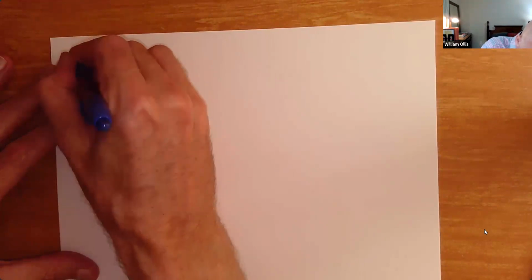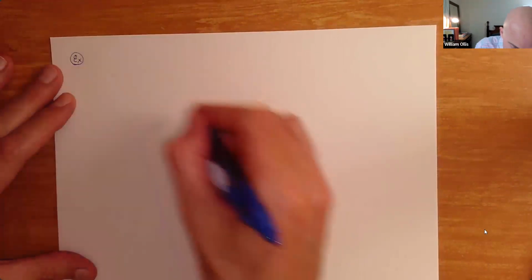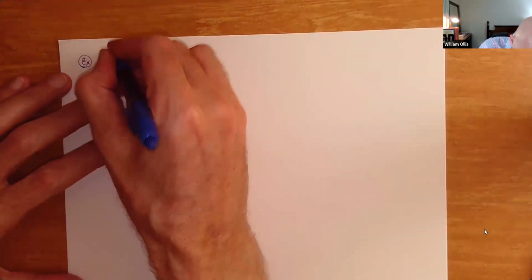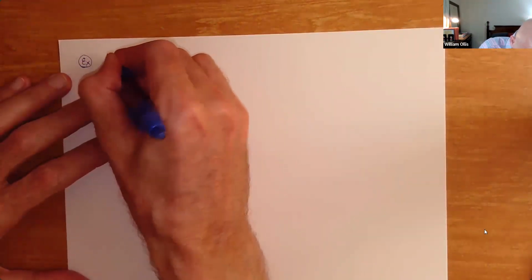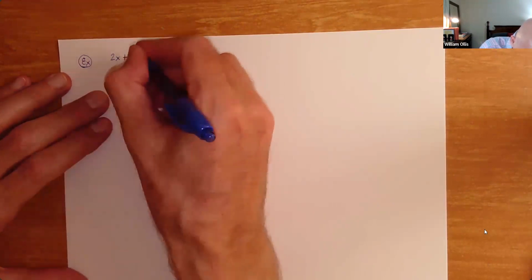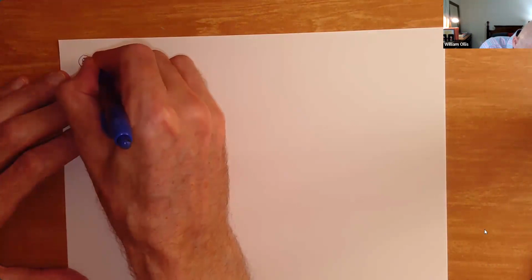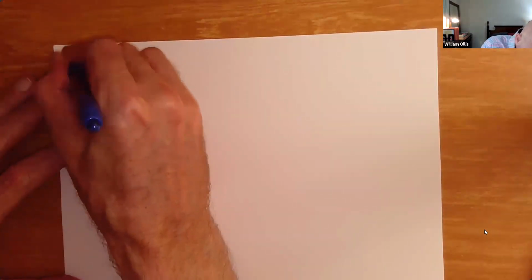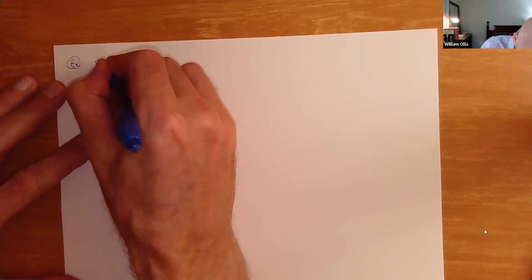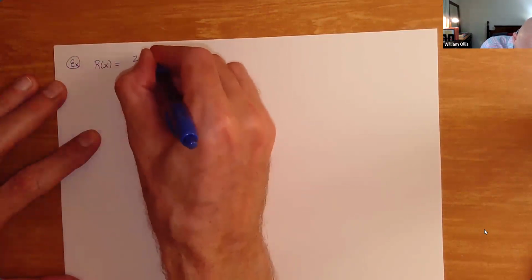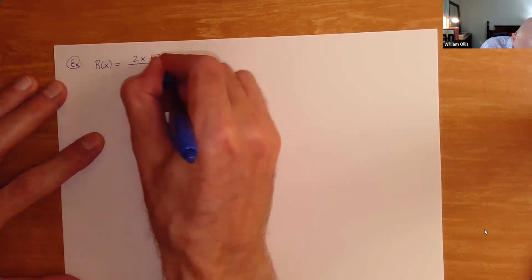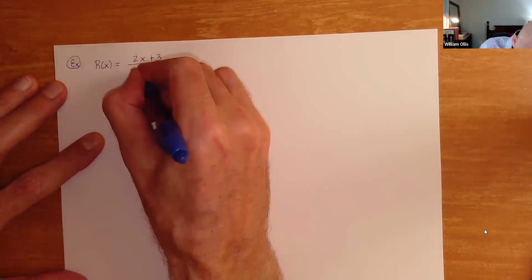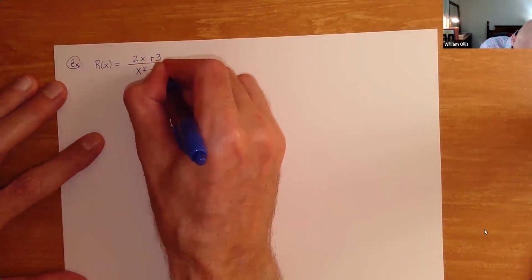So let's try another one. Here we go. Let me put a little bit more space there so I don't run out of room. So we've got the example, R of x equals 2x plus 3 divided by x squared minus 4.